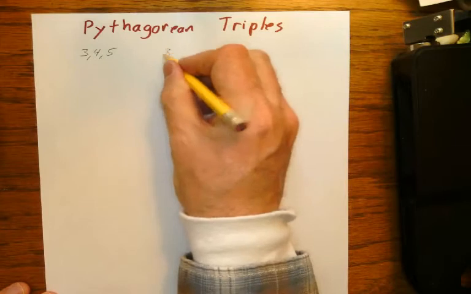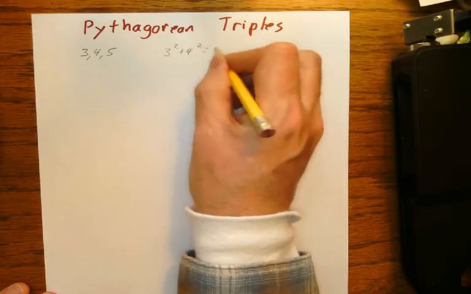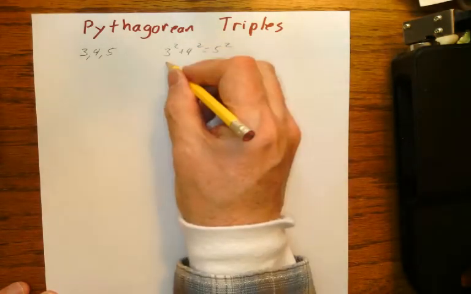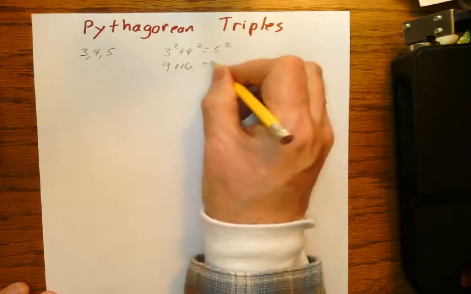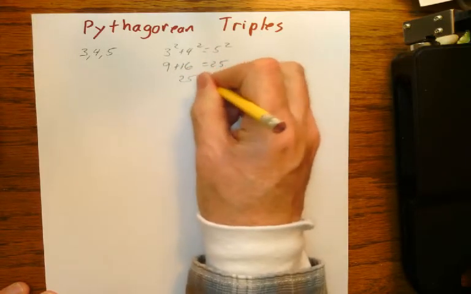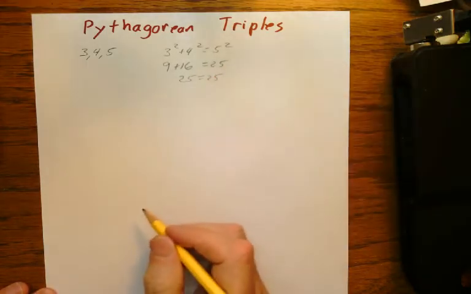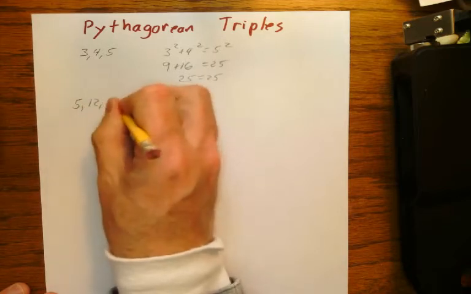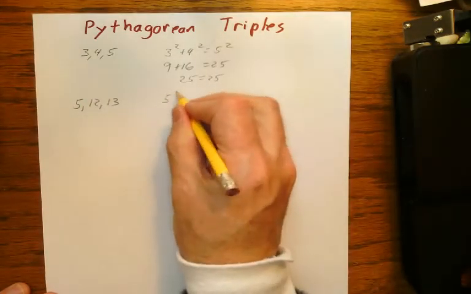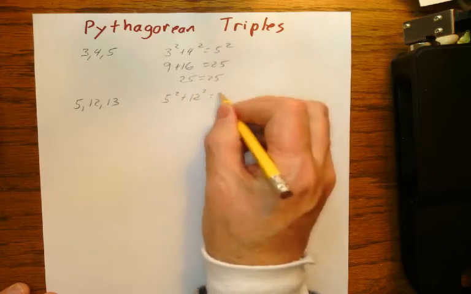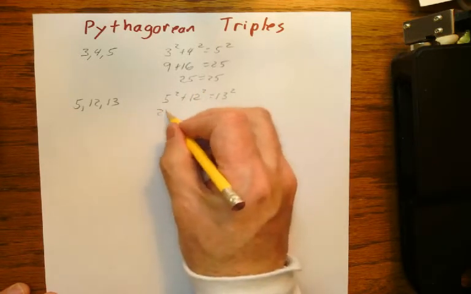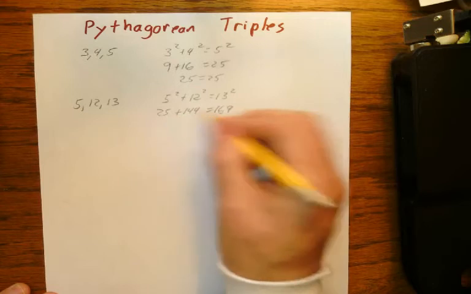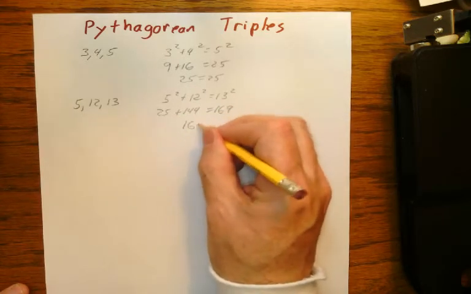Well, 3 squared plus 4 squared does equal 5 squared. That's what makes it a Pythagorean triple if the numbers work. So this becomes 9 plus 16 equals 25, and yes, 25 does equal 25. Another one that works is 5, 12, 13. 5 squared plus 12 squared equals 13 squared. 25 plus 144 equals 169. Well, 25 plus 144 does equal 169.